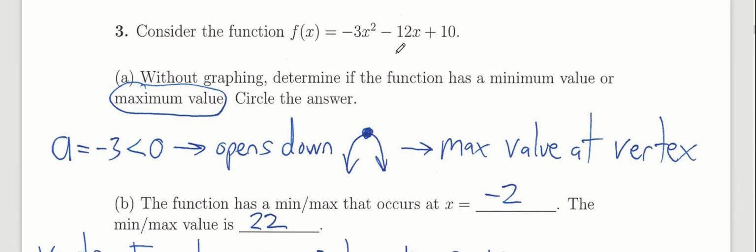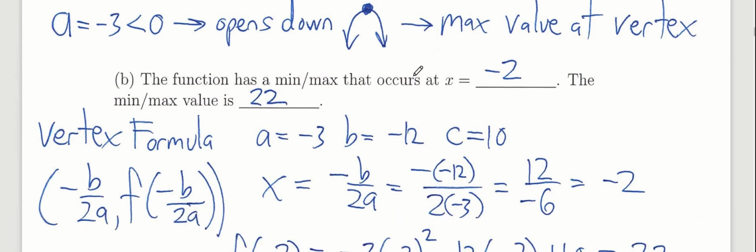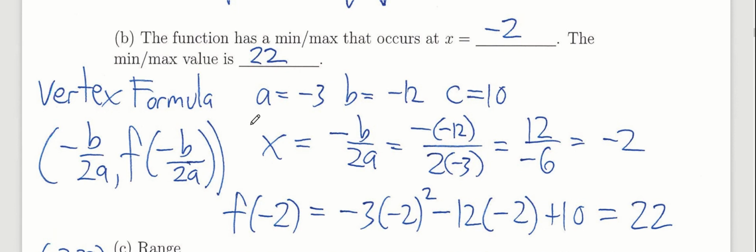Question 3 is just another extension of this. It's the same kind of idea. You have a quadratic. It's in general form. So you're going to need to find the vertex. Notice that because a in this case is negative, that means that it's going to open down. And when it opens down, that means that the vertex will be a max value. To find the location and the value of the max, you need to use the vertex formula. Again, please make sure you know this. It's negative b over 2a, and then f of negative b over 2a.